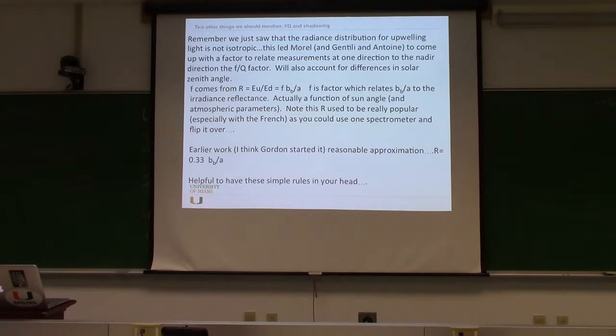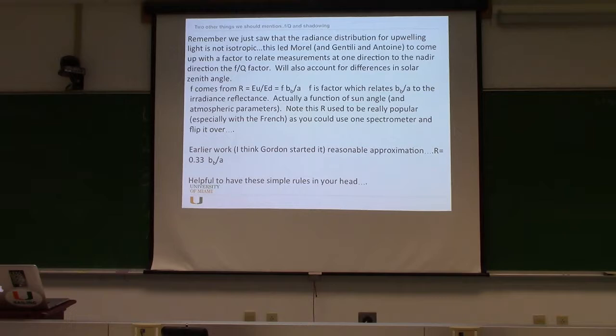So EU over ED. You saw the problem with EU though. The cosine collectors aren't very good for EU, so we don't tend to do it as much. An approximation, I think it started with Gordon, was to relate this reflectance, EU over ED, to BB over A. A reasonable first guess is 0.33 BB over A. Okay, so just a quick rule of thumb that isn't perfect.